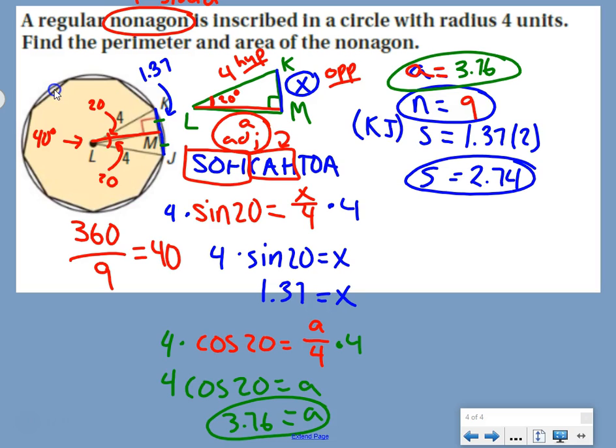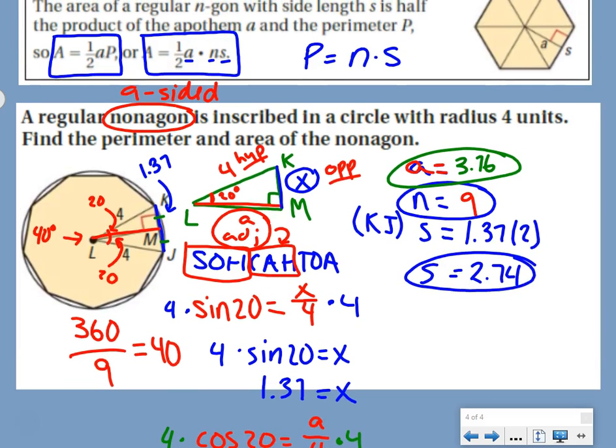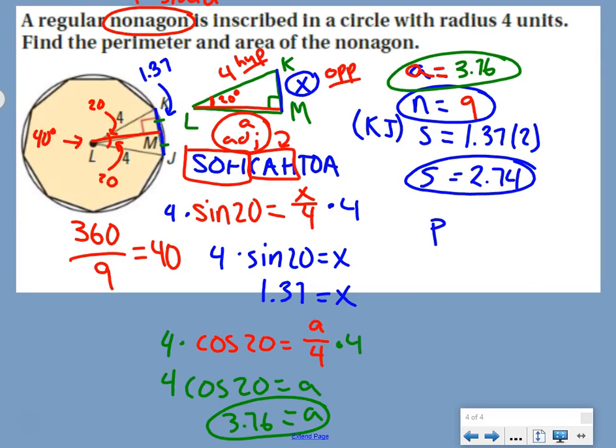So now that we have all of our pieces, we can find our area and our perimeter. So perimeter formula is n times s. So we do perimeter is equal to 9 times 2.74. So our perimeter is 24.66 units.